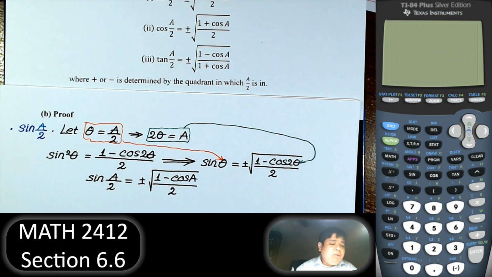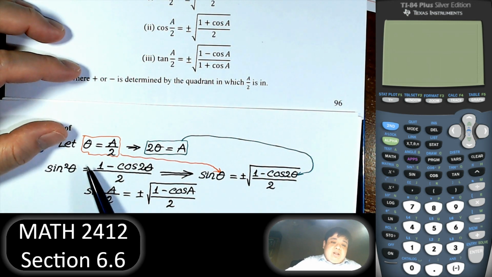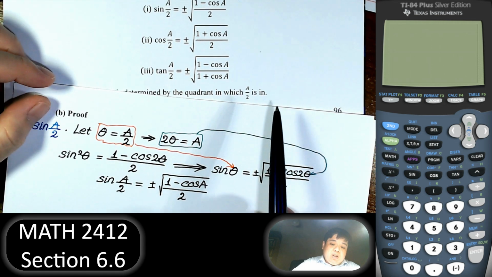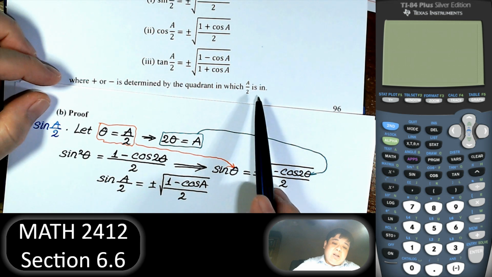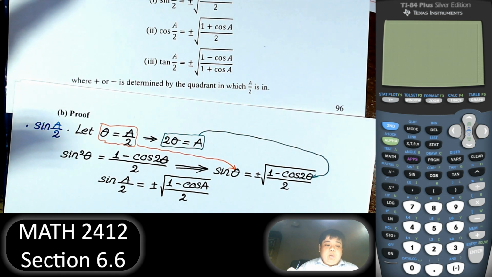But for now, when we use this formula, of course, there's a plus or minus. It can only be either plus or minus. And the sign of the plus or minus will be determined based on whatever the quadrant of A over 2 is. Right, you see.